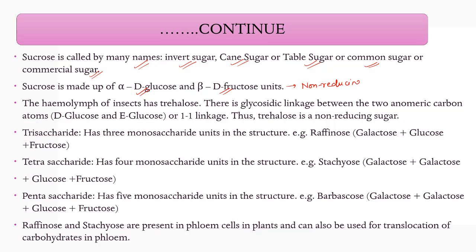because there is no free aldehyde or ketonic group. The hemolymph of insects has trehalose. There is a glycosidic linkage between two anomeric carbon atoms of D glucose and D glucose. Okay, so the hemolymph of insects has trehalose. There is always a glycosidic linkage between two anomeric carbons of D glucose and D glucose.